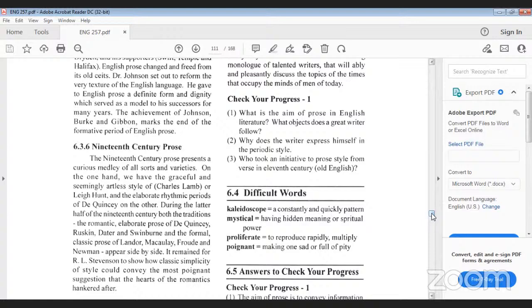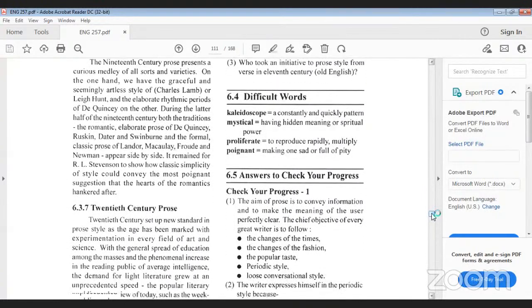It remained for R.L. Stevenson to show how the classic simplicity of a style could convey the most poignant suggestion that the heart of the romantic hankered after.